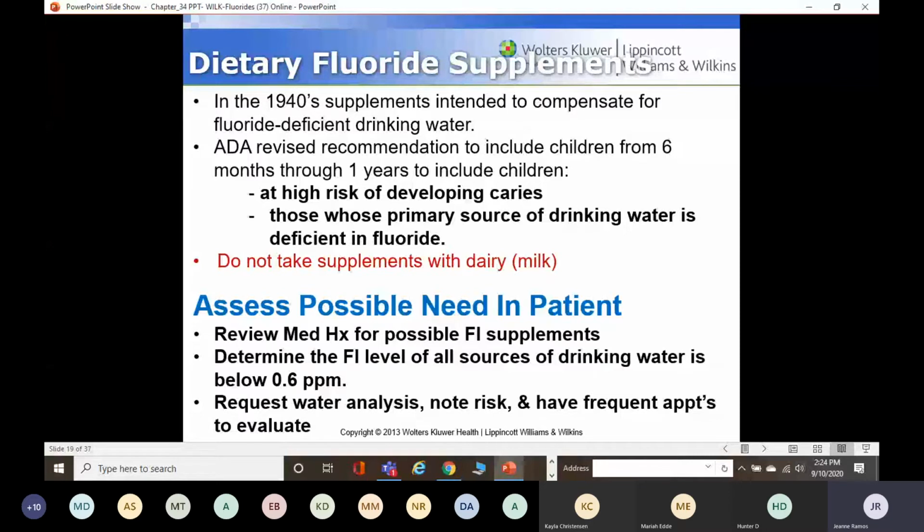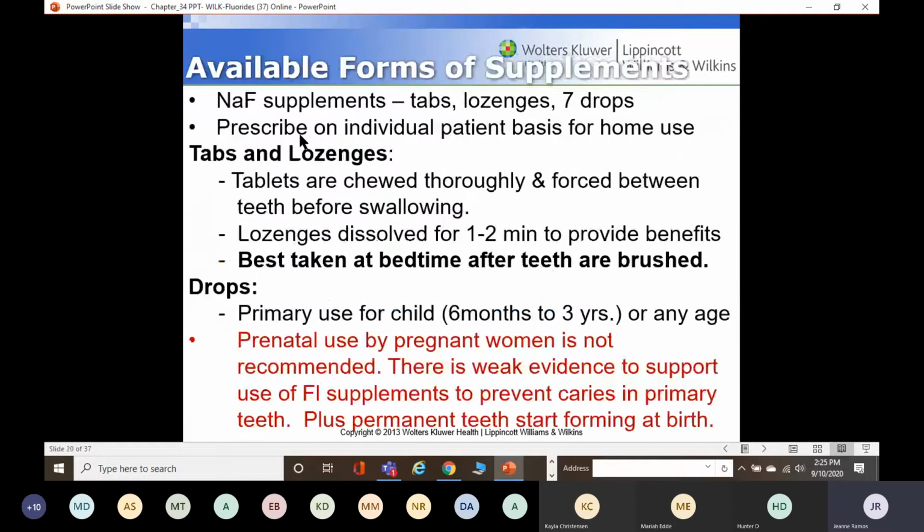So first you need to assess the possible need of your patient. You review their medical history for possible fluoride supplements. I don't know if I've ever seen, I don't remember. I guess by the law of averages I probably have in medical histories, but I just don't recall anyone taking a fluoride supplement. Determine if the fluoride level of all sources of drinking water is below 0.6 parts per million. Request a water analysis. Note the risk and have frequent appointments to evaluate. And it means frequent appointments with your dentist.